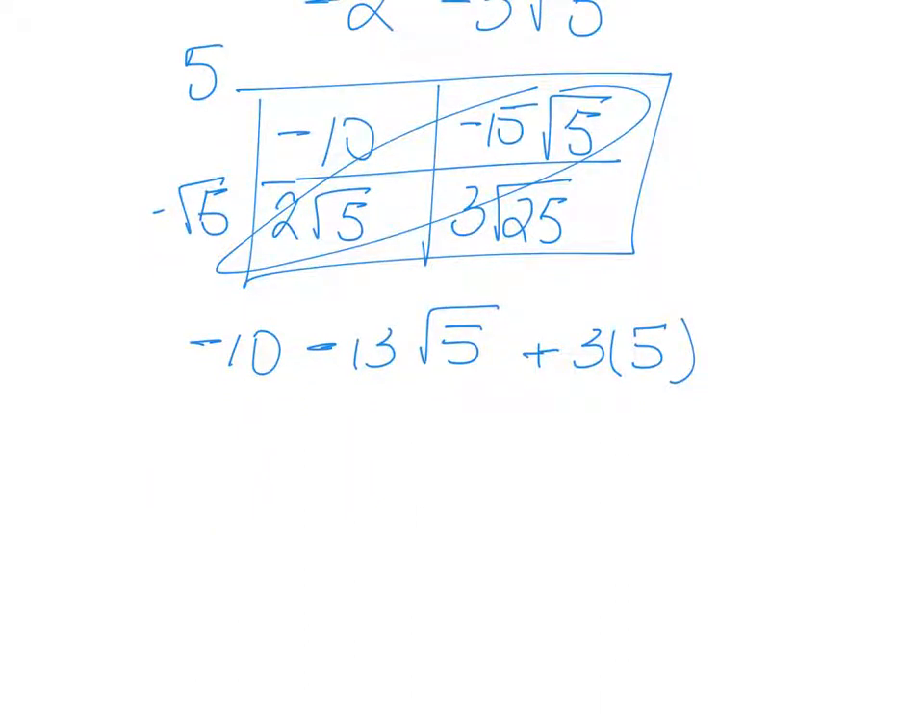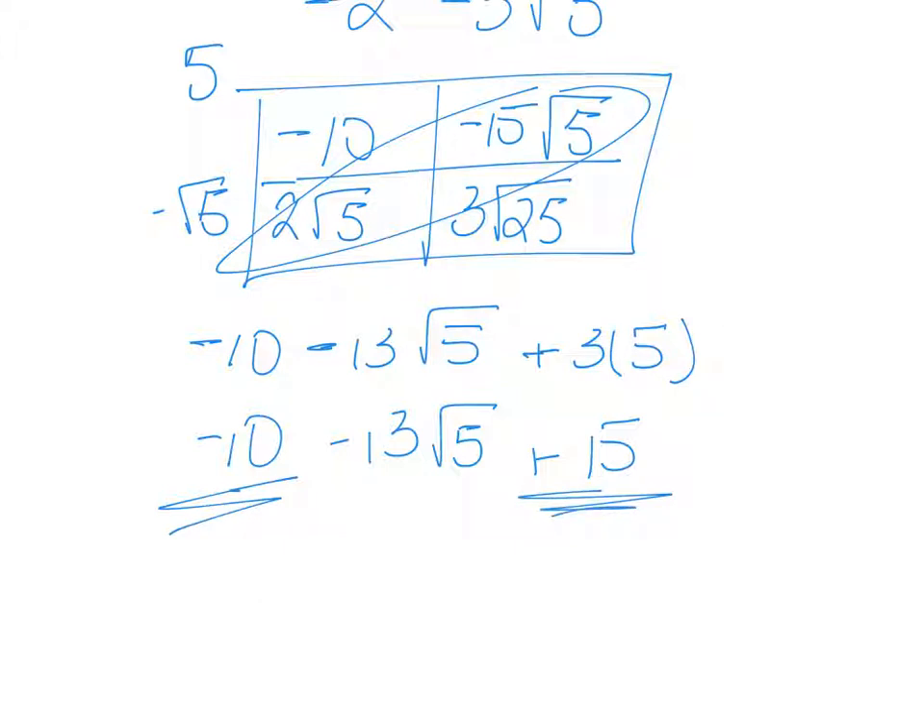Okay, this will become -10 minus 13 radical 5, and then plus 15. I will add these together because they are like terms. -10 plus 15 is a positive 5 minus 13 radical 5.